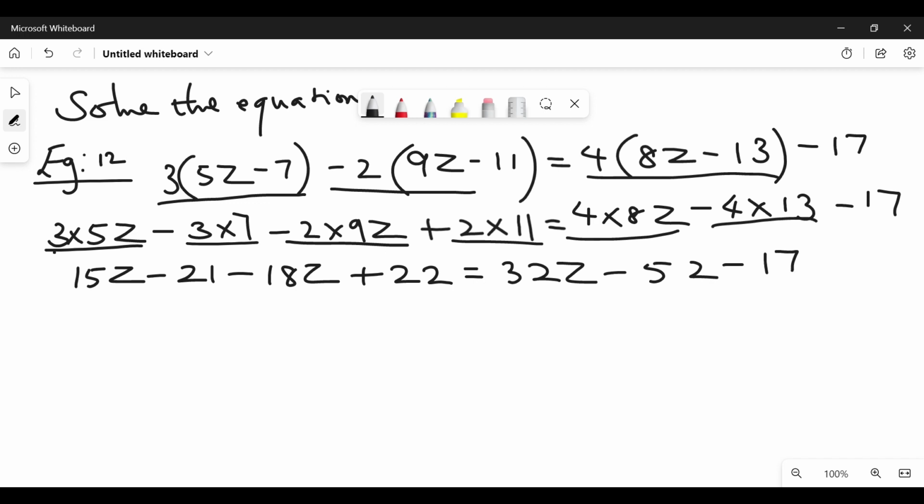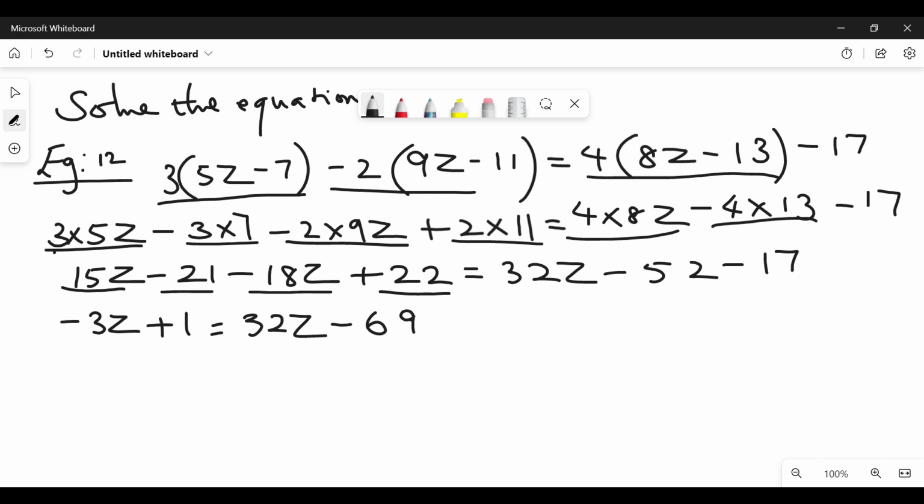Now collect all the z's, collect all the ones. So 15z minus 18z. When you do it, you get minus 3z. Then minus 21 plus 22, you get plus 1, is equal to 32z minus 52 minus 17, which is minus 69. This is the simplified form. So I got the simplification by doing these 3 steps from here.